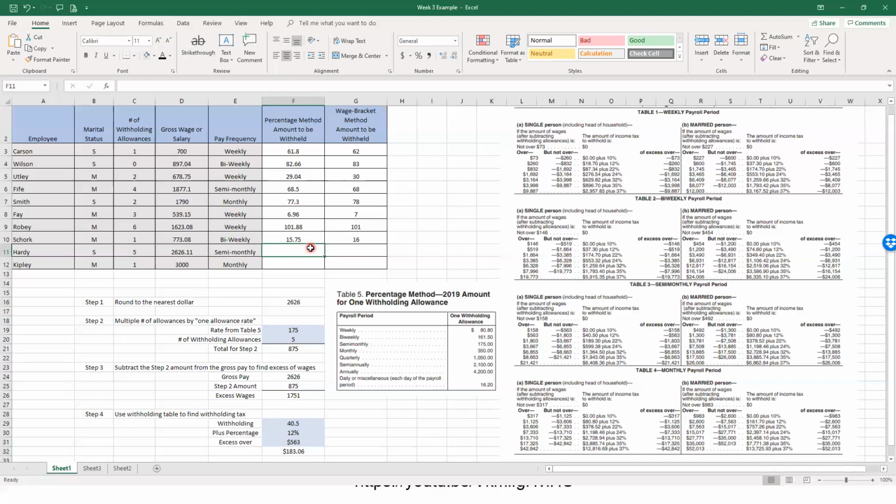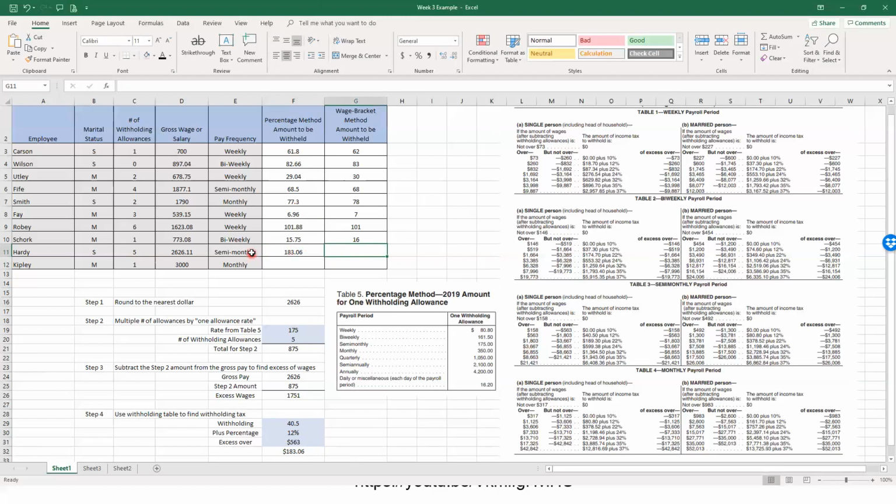Let me see, I calculated that a little bit differently earlier, so let me make sure I did this right. 2626. We have semi-monthly, it's 175, 5 deductions. Semi-monthly single person. Okay, that looks right. I must have calculated it wrong the first time I did it. Okay, so we've got $183.06 here for this person.